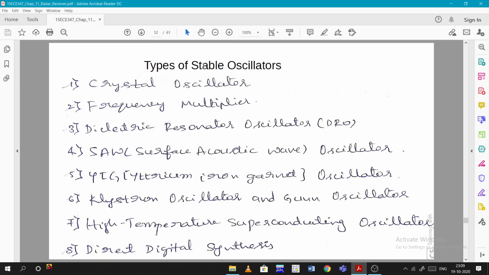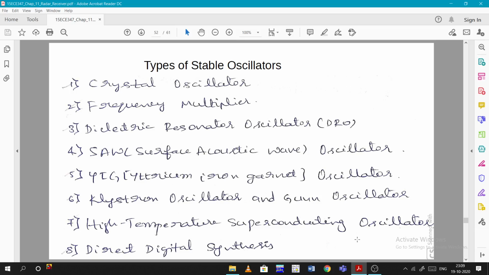Now coming to the types of oscillators. There are different types of oscillators: crystal oscillator, frequency multiplier, dielectric resonant oscillator, surface acoustic wave oscillator. Next, YIG, which means yttrium iron garnet, a chemical compound used for that type of oscillator. Next, Klystron oscillator or Gunn oscillator, high temperature superconducting oscillator, direct digital synthesis. So these are the types.